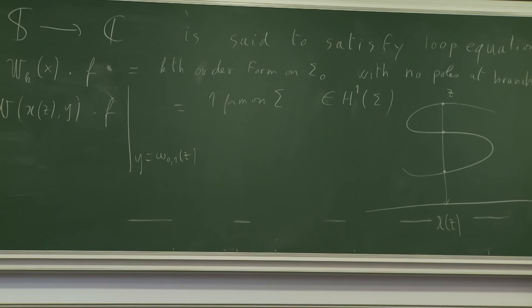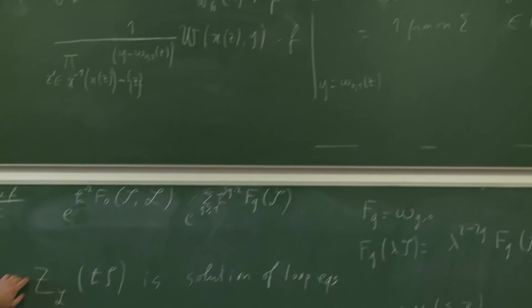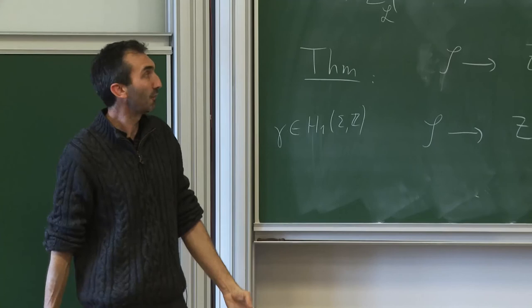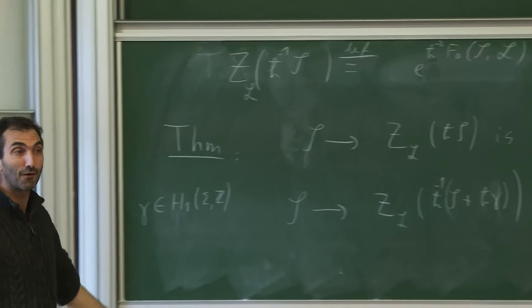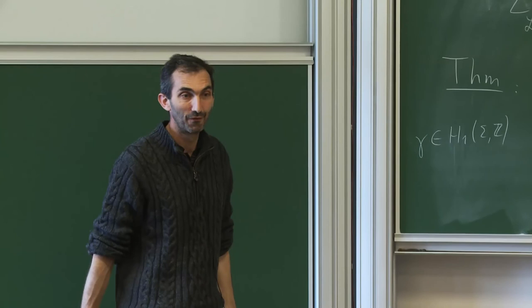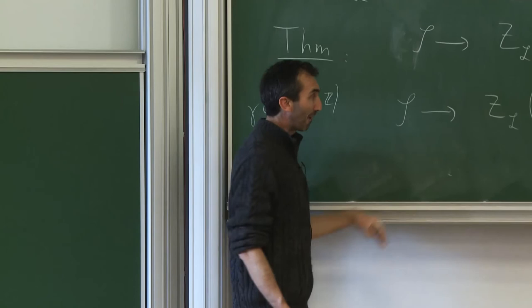But this just says that there is not a unique candidate to be a solution of loop equations. There are lots of functions that are solutions, and you can take linear combinations of them, and they are still solutions, because the loop equation is linear in terms of f. So any linear combination of solutions is a solution. And the idea is that among this whole vector space of solutions, there will be some solutions that will obey Hirota equations.